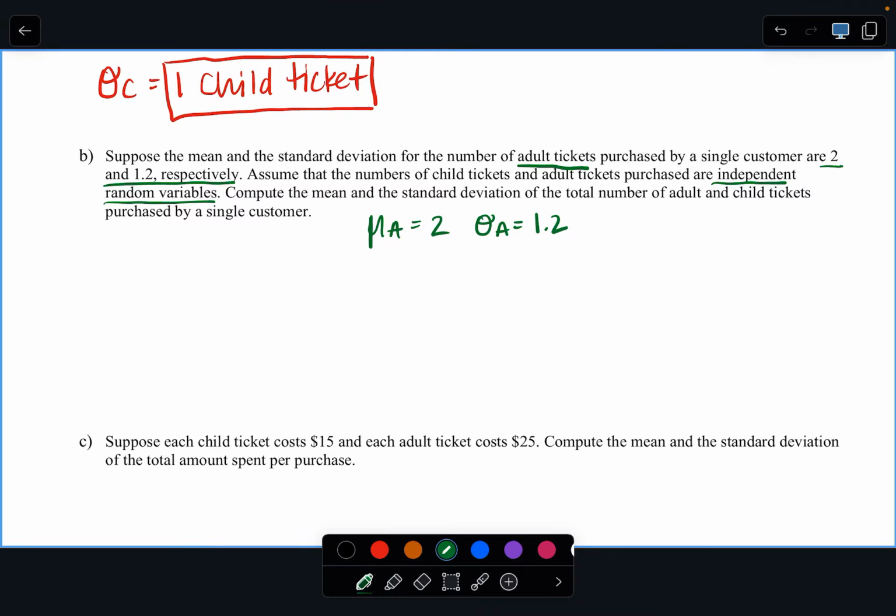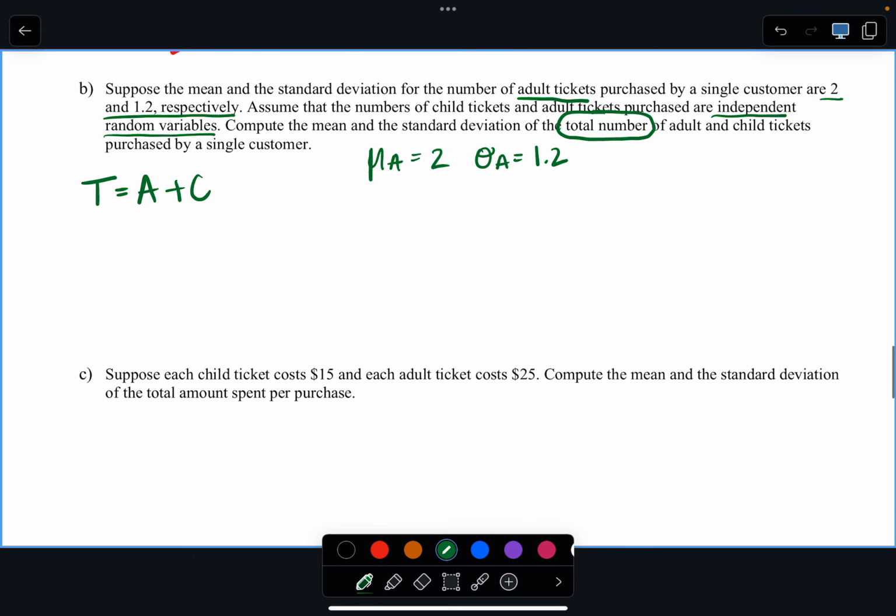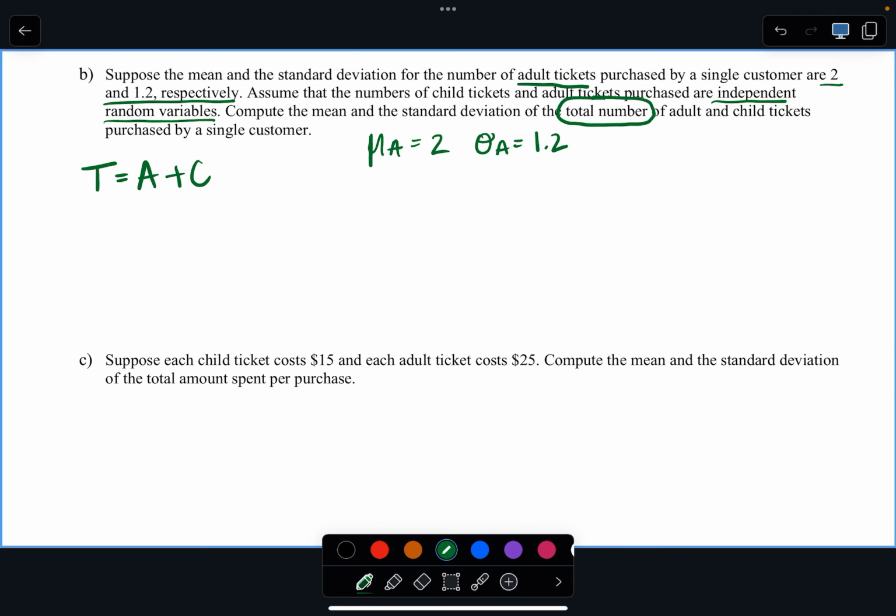Assume the numbers of child tickets and adult tickets are independent random variables. Compute the mean and standard deviation of the total number of adult and child tickets purchased by a single customer. So I'm going to define this as T, just for total. I'm going to take adult plus child. And usually what you'll want to do is define how you are combining these random variables.